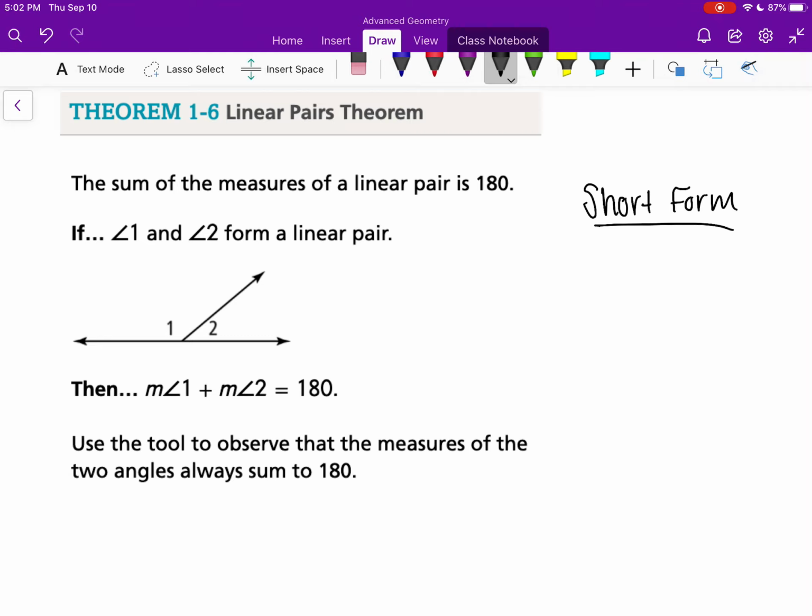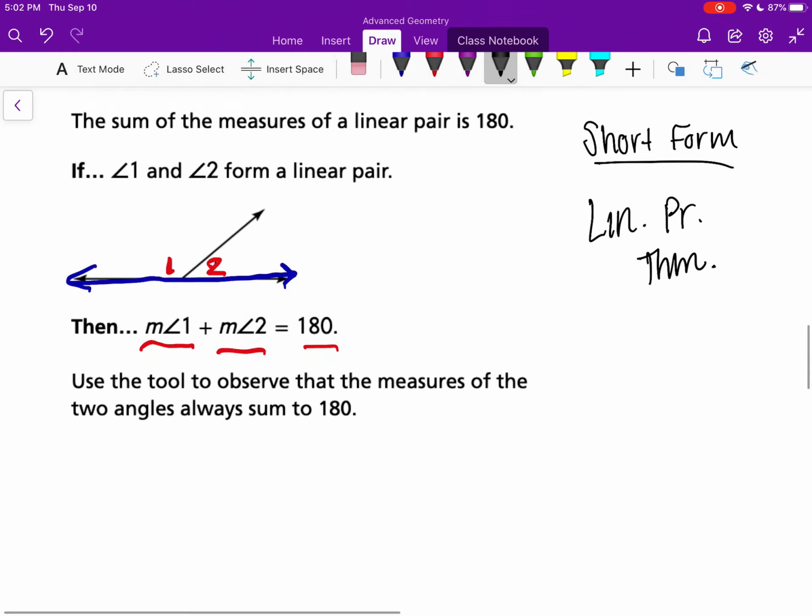So a linear pair, angle 1 and angle 2 form a linear pair because we have a line right here, and they are two angles that are formed from that line. Angle 1 and angle 2. So together they form a linear pair because they add up to be 180 degrees. The measure of angle 1 plus the measure of angle 2 equals 180 degrees. And that's just our formal theorem for that. And you can abbreviate that as the linear pair theorem.